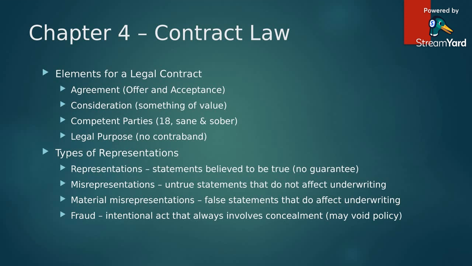All legal contracts have to have a competent party, right? This means that all of the parties to the contract have to be at least 18 years old. They have to be not intoxicated, under the influence of alcohol or drugs, and they cannot be mentally incompetent. They have to be mentally competent. The easy way to remember that is 18, sane, and sober. And then all legal contracts have to have a legal purpose.